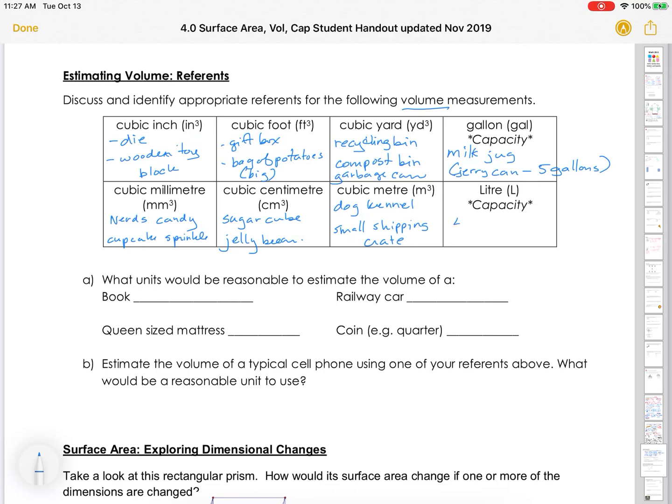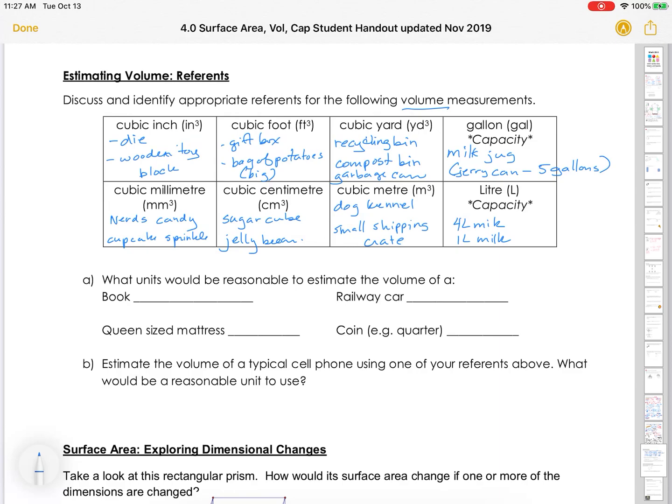Okay. Liter, also talking about capacity. I don't know about you, but I have 4-liter milk, but you can get 1-liter milk, right? So if you think about those 1-liter milk containers, that gives you a good idea for how much a liter is. Okay, so let's talk here.